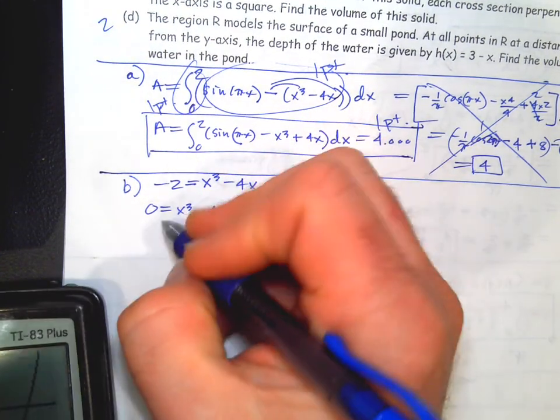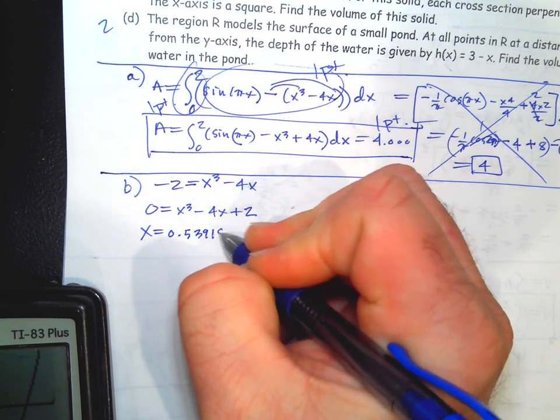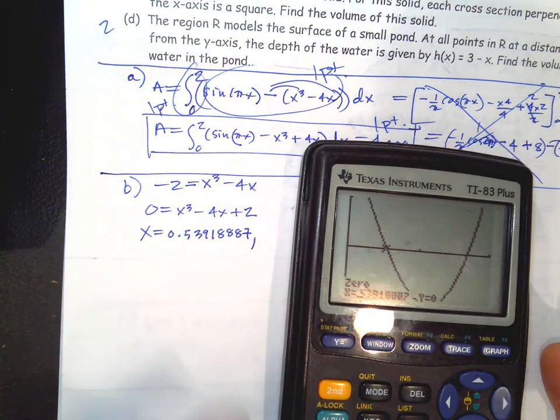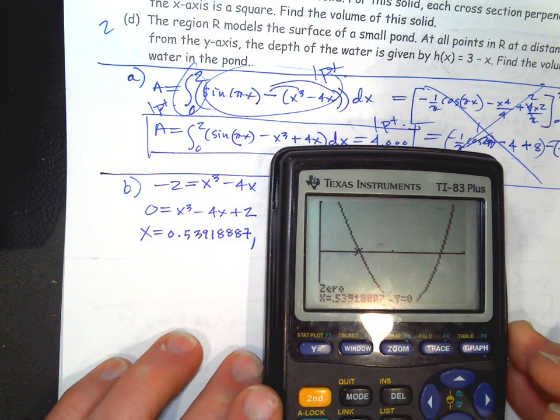And so I just write here x equals 0.5391887. Now I'm writing more decimal places because I got to plug these in somewhere else. If you round or truncate to 3 decimals right now, you're going to lose points because you're going to lose accuracy.